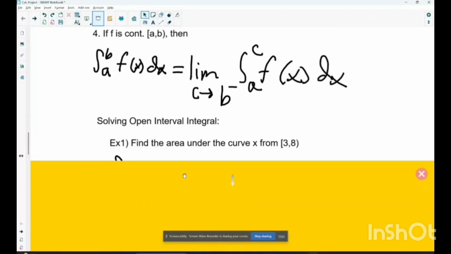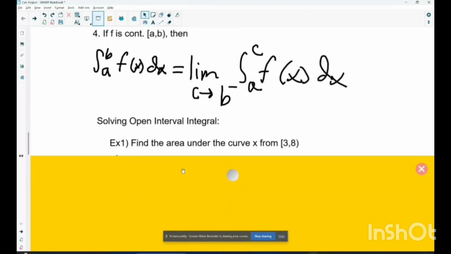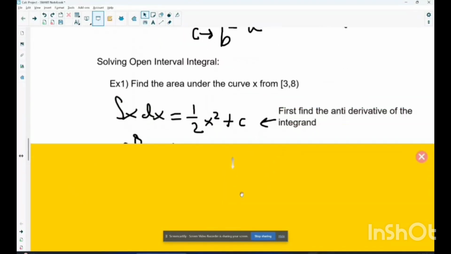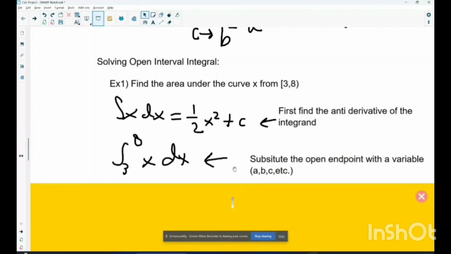This is the first example. See if you could solve this. We're going to be solving on the open interval first. If you notice, this is the same as the warm-up. Instead, we're going to be approaching 8 only from the left.